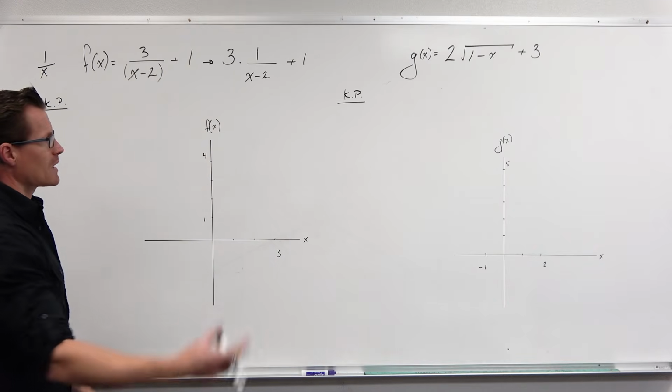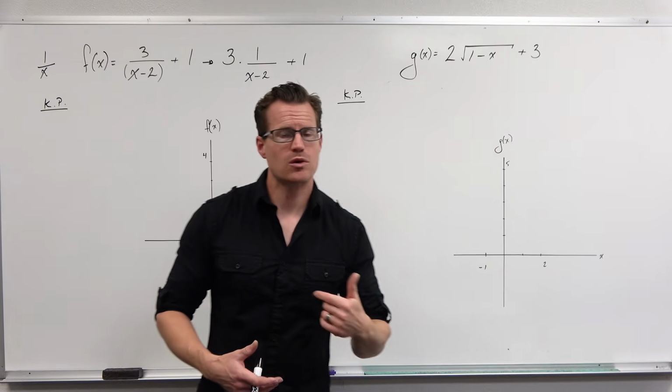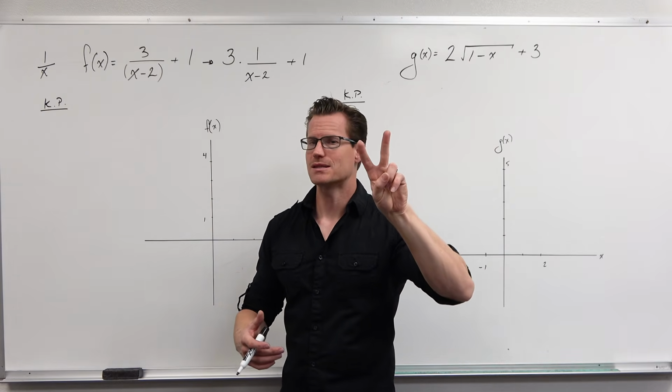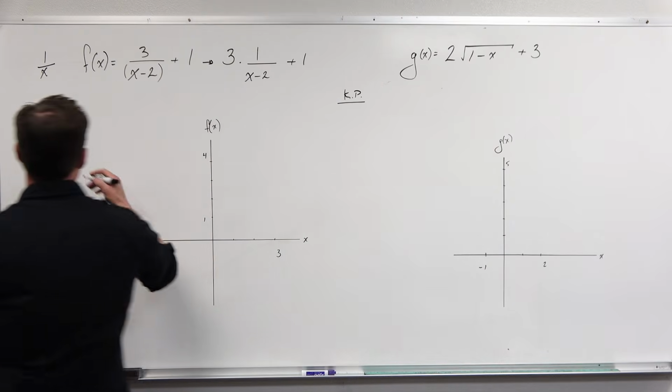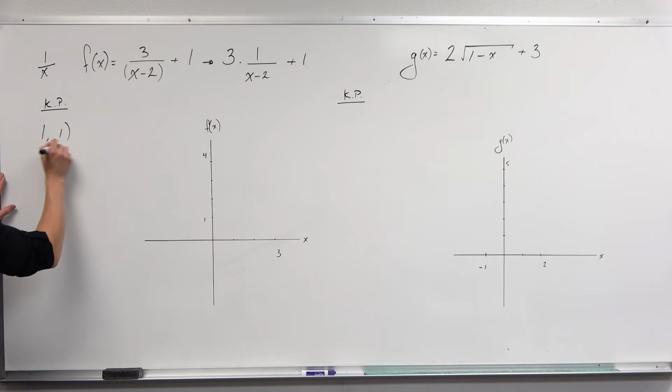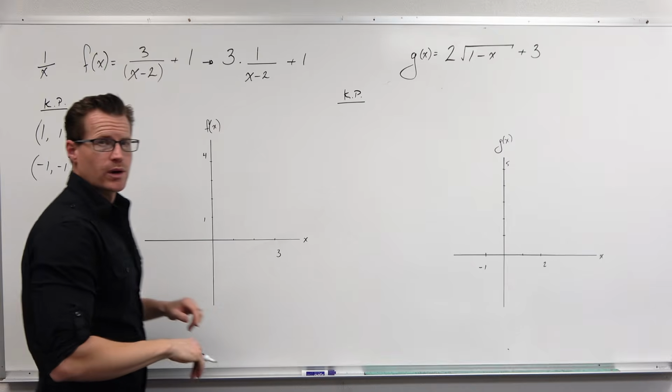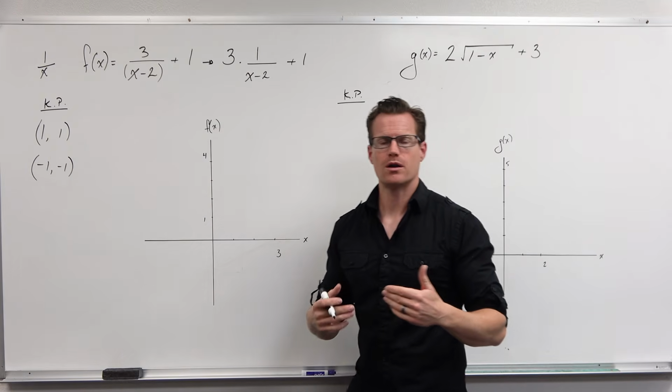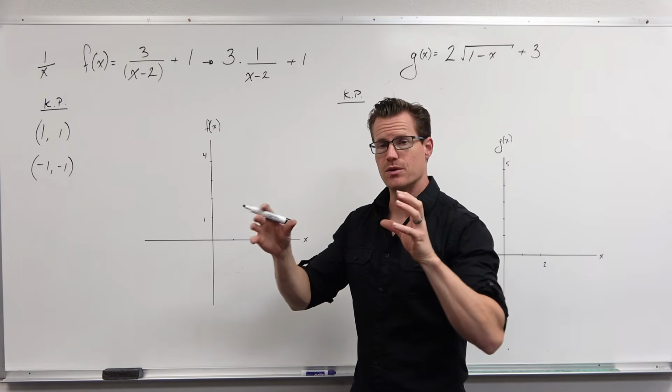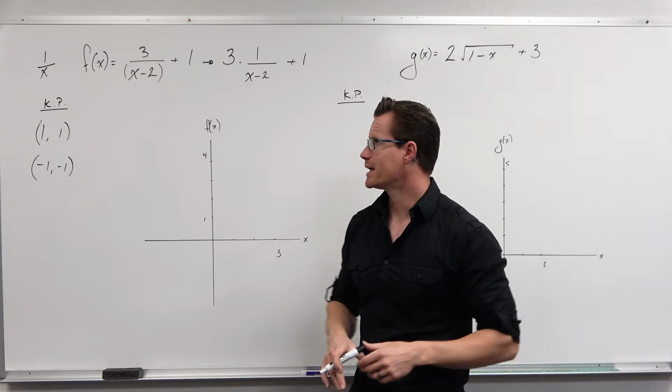So we're looking at it, we're going, okay, that's the reciprocal function. The reciprocal function has only two key points. It's odd, but the key points are 1, 1, and -1, -1. It's an odd function. All odd functions in a library of functions have those two key points, 1, 1, and -1, -1.